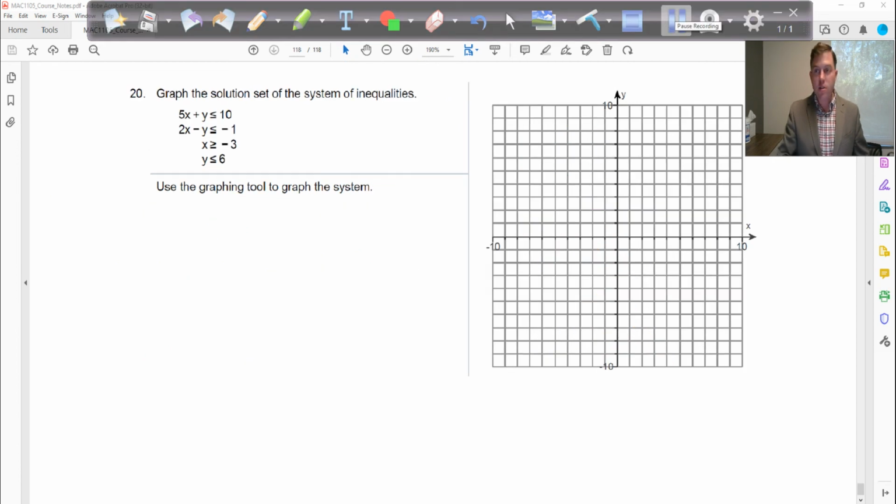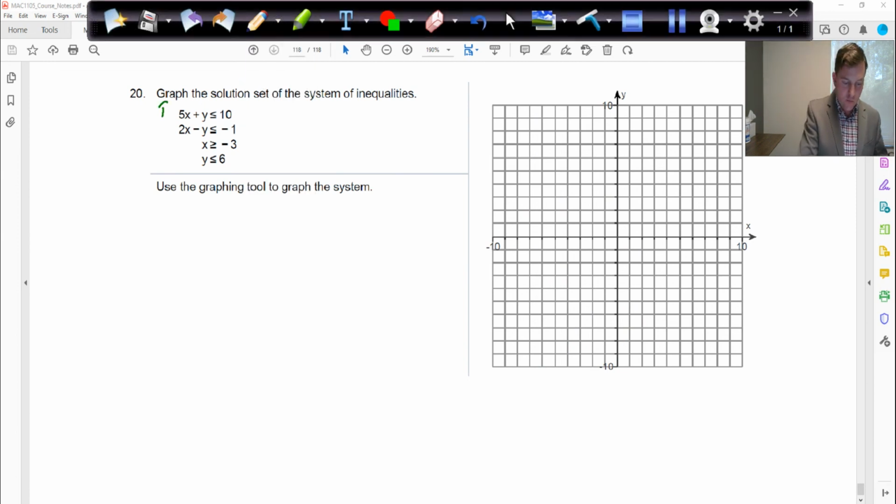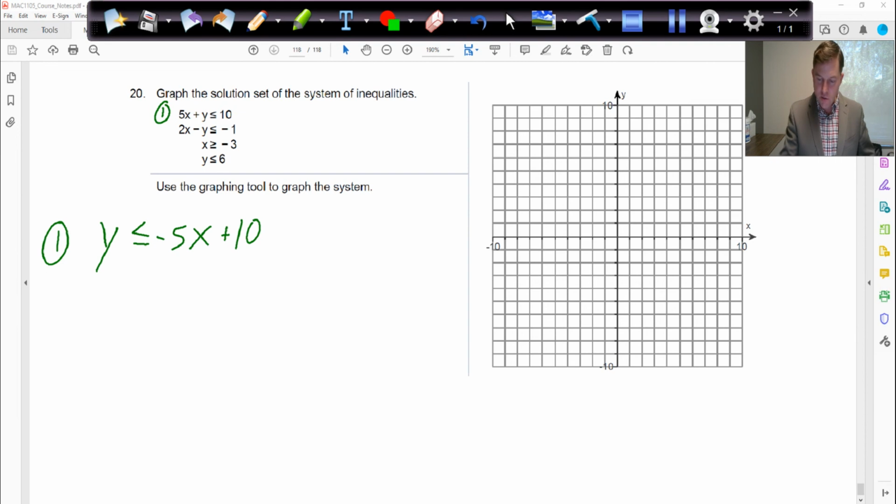Okay, last problem in this section is 4 lines. So we have line 1 would be subtract 5x from both sides. Y has to be less than or equal to minus 5x plus 10. This one's going to start 10 units up. Slope of minus 5, which is 5 down, 1 right. And it is solid because of the equal to bar, and we're going to shade below it.